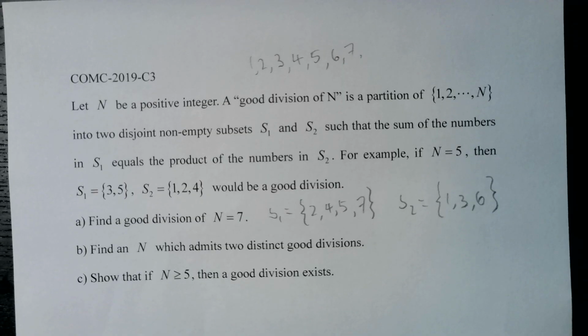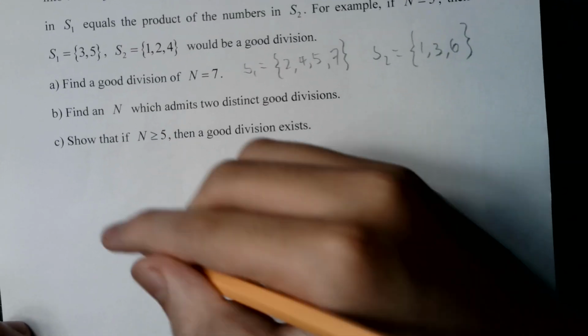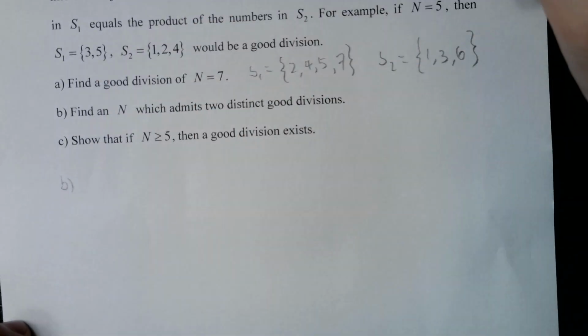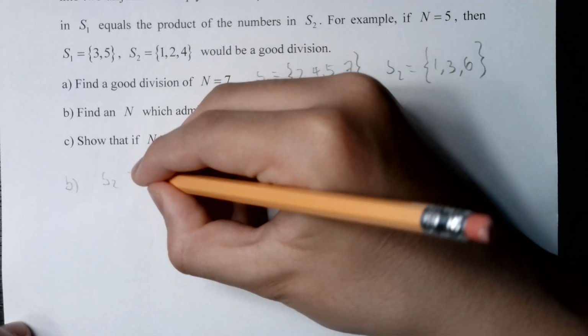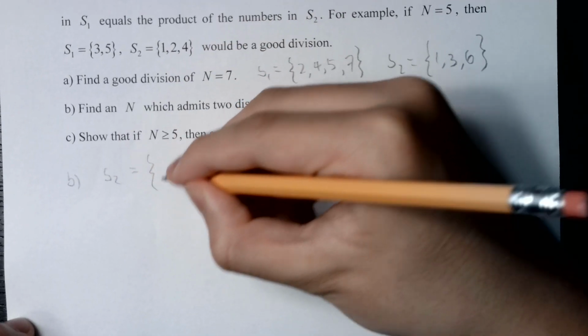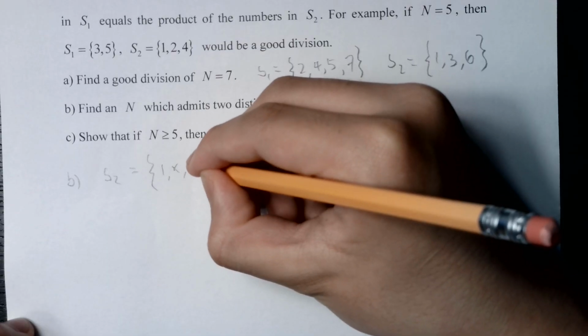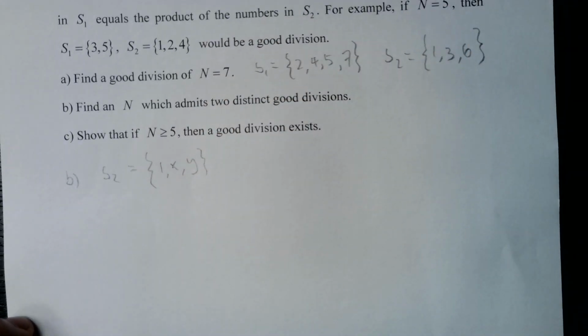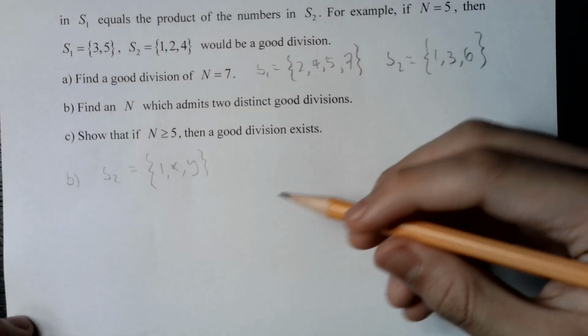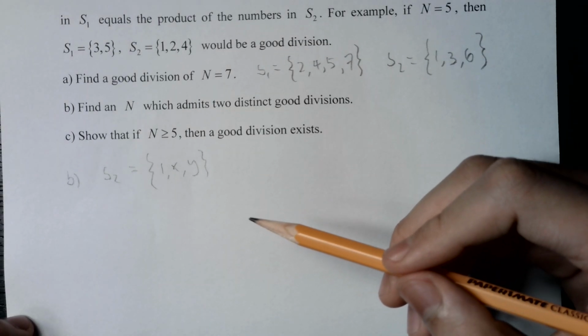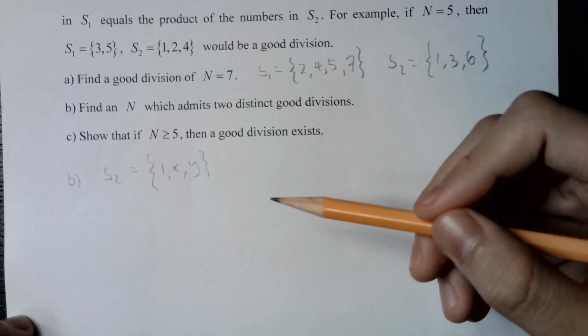Let's look at part B. So find an n which admits two distinct good divisions. Okay, so for question B here, I'll write B so you know this is for question B. Let's just consider S2 being equal to this subset {1, x, y}. So let's just say that S2 is going to have three numbers here, 1, x, and y, for example, where 1 is smaller than x, smaller than y, which is smaller than or equal to n.